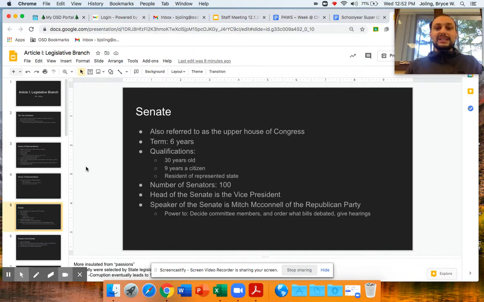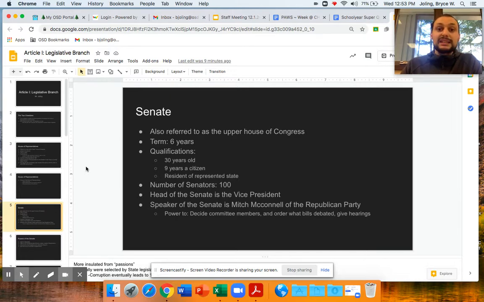The Senate is supposed to be seen as, originally, the more aristocratic house of our Congress. The way that it originally worked, senators were chosen by the state legislature. Today, the people, once again, get to vote on who the senator is. According to the Constitution, I believe until 1913, when it was changed, the state legislatures got to choose who the senators were. The number of senators is 100, so it's 2 for every state.